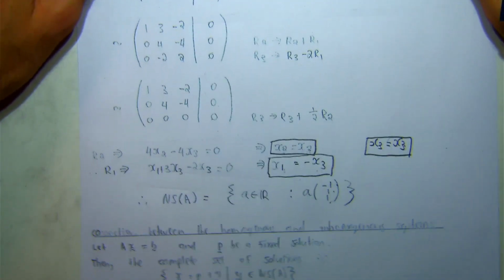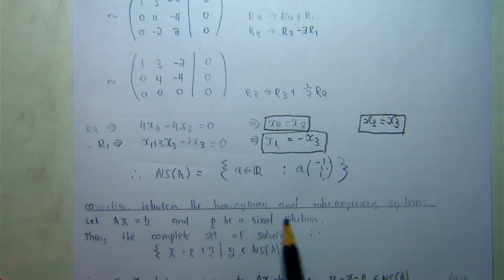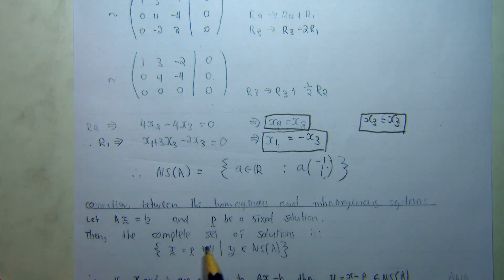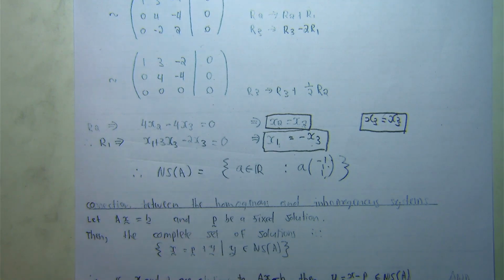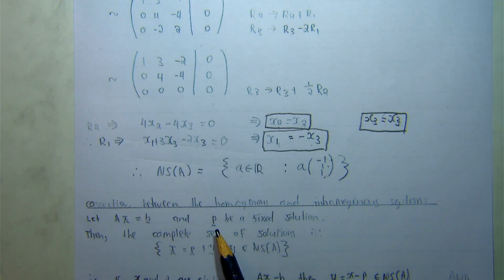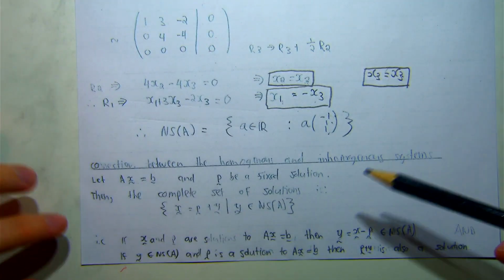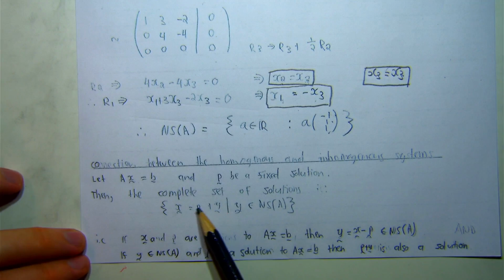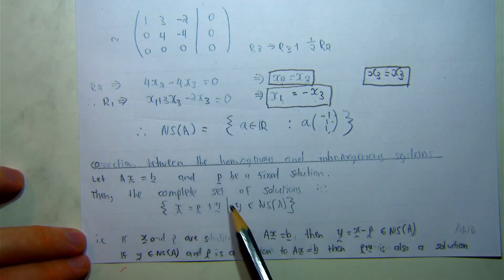Okay, so connection between the inhomogeneous and homogeneous systems. If AX is equal to B and P is a fixed solution, then the complete set of solutions is X equal to P plus Y, where Y is an element of the null space. So P being a fixed solution, as in just one specific solution to this, plus anything from the null space, will give you all of the possible solutions to this system. So I've kind of rewritten what this really means, because it's a complete set. It means this set is equal to this set.